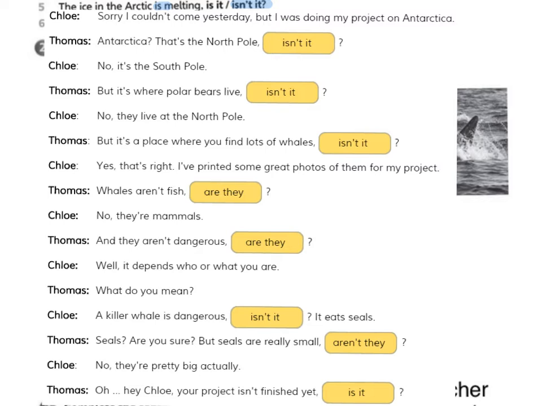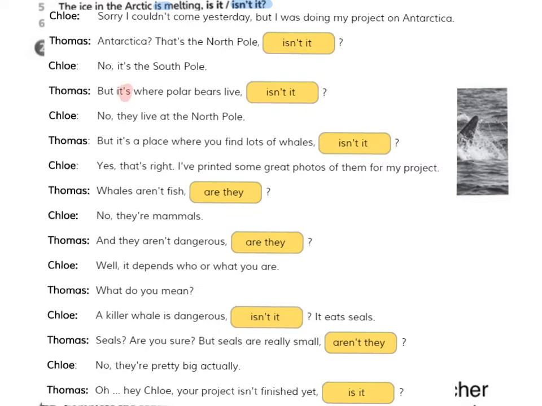Sorry, I couldn't come yesterday, but I was doing my project on Antarctica. Antarctica? That's the North Pole, isn't it? No, it's the South Pole. But it's where polar bears live, isn't it?